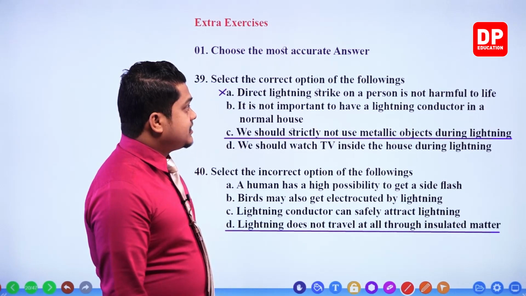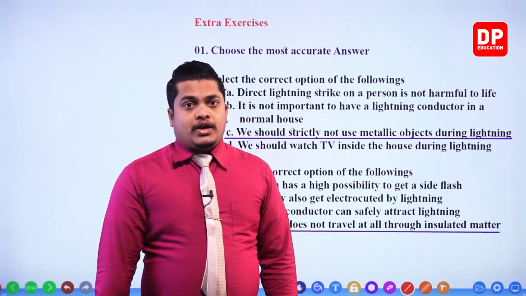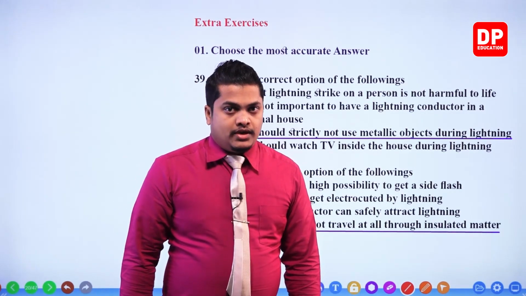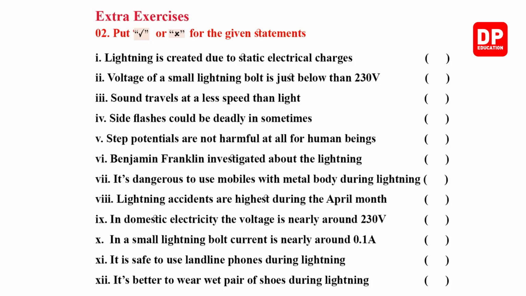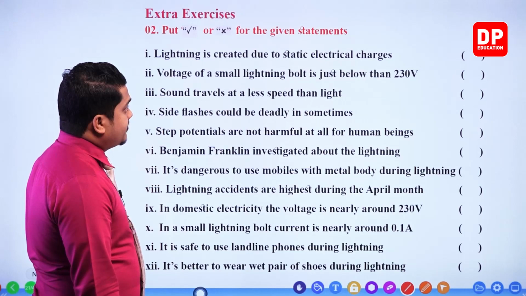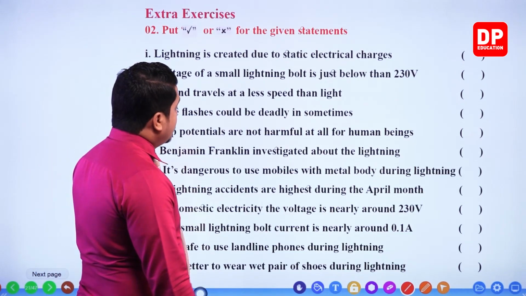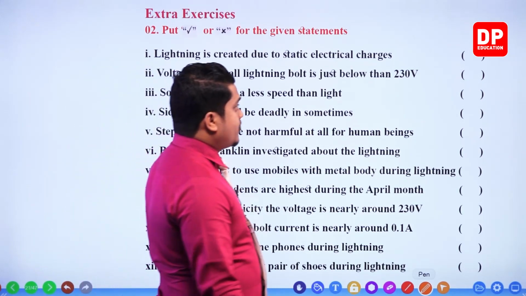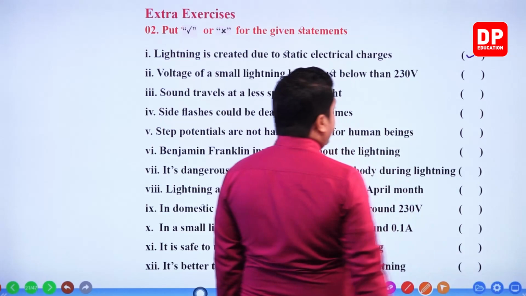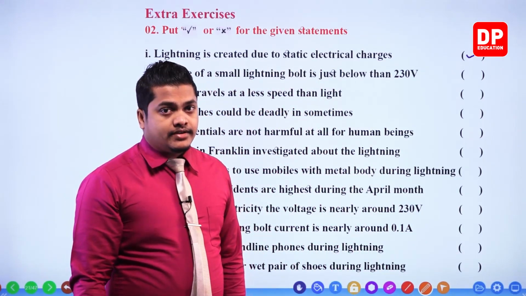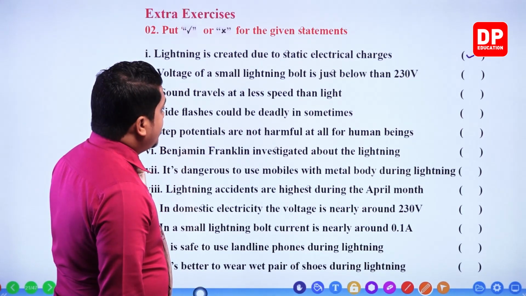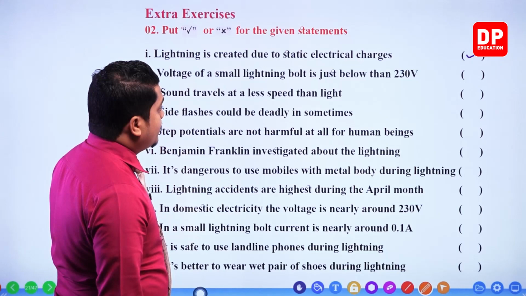So my dear children, we have discussed 40 MCQ type questions. Now let's head on to see the other types of questions given here. Now you have to put a cross or a tick for the given statements. Number 1, lightning is created due to static electrical charges. Correct, no problem. That is correct.